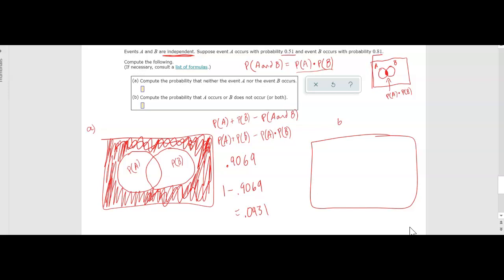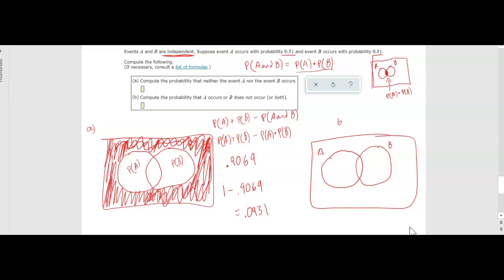Or, sorry, it says A occurs or B does not occur or both. So this is a union problem. So we're trying to find the probability that either A doesn't occur, B doesn't occur, or both of them don't occur. Okay? Well, let's think about this first.